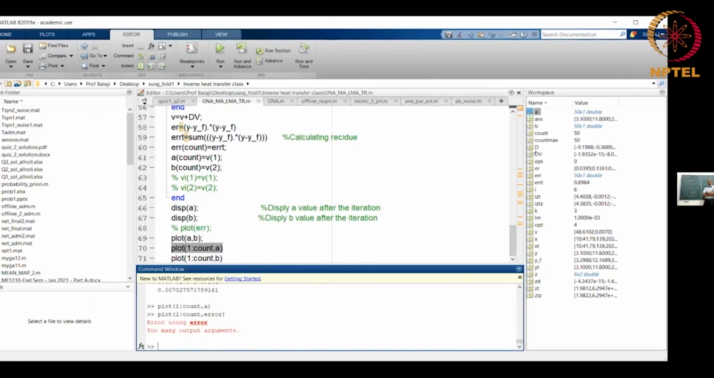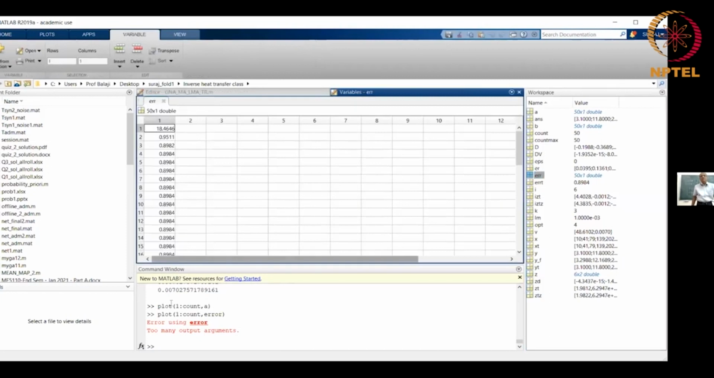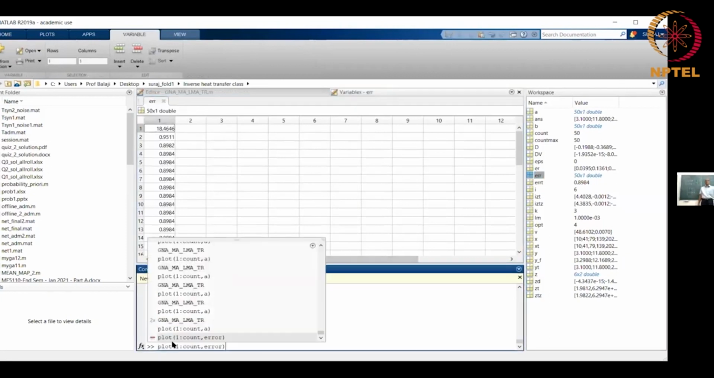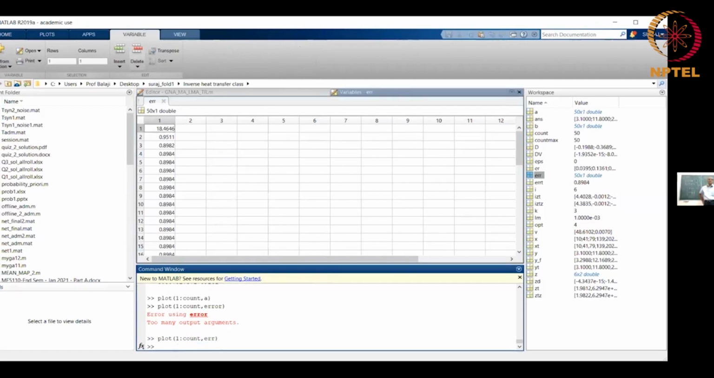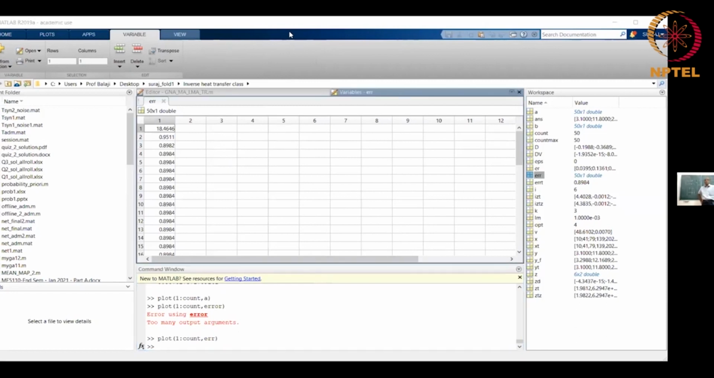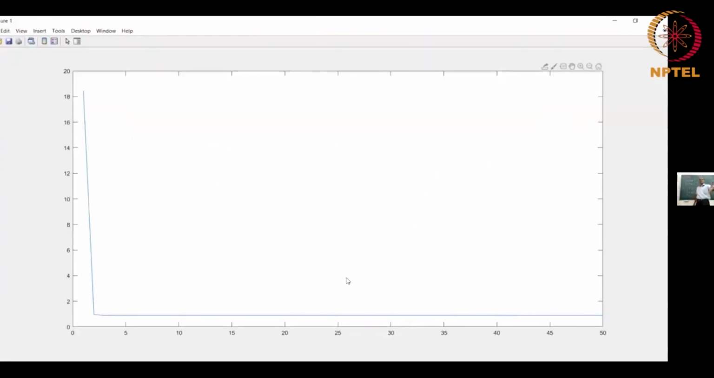What is the error? Yes, sir. I'm plotting. We say some too many output arguments. So we are giving you the Levenberg, GNA and this thing.